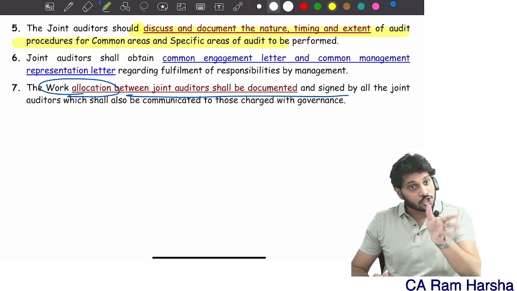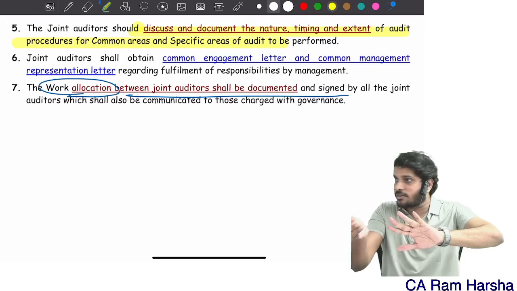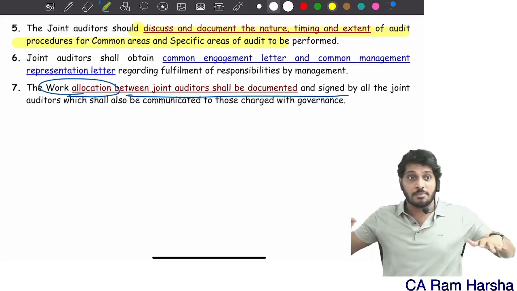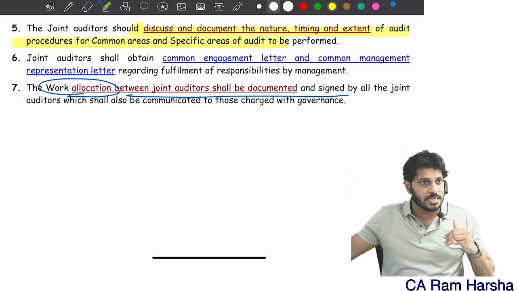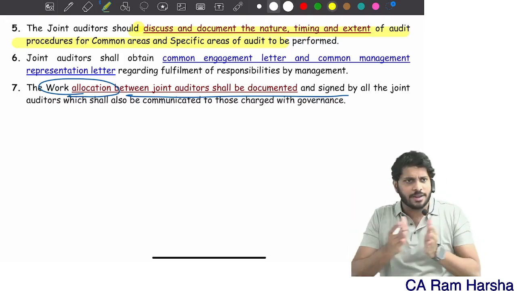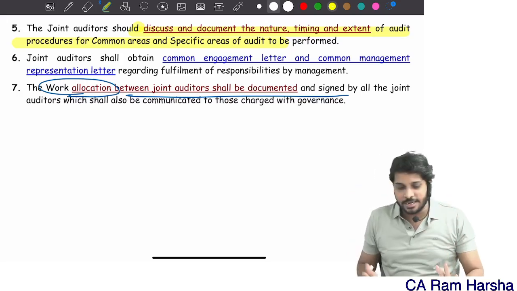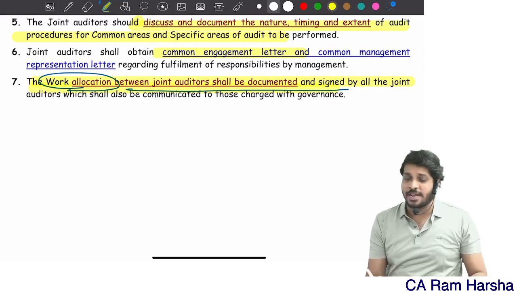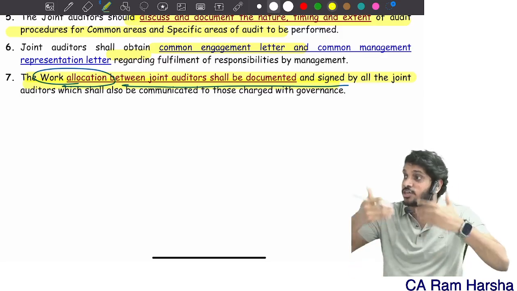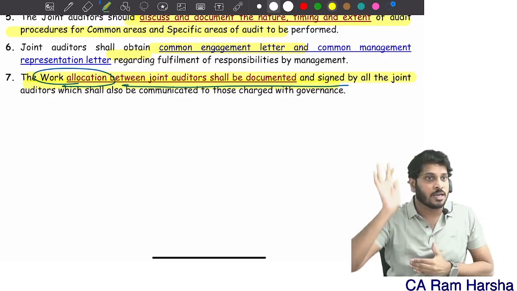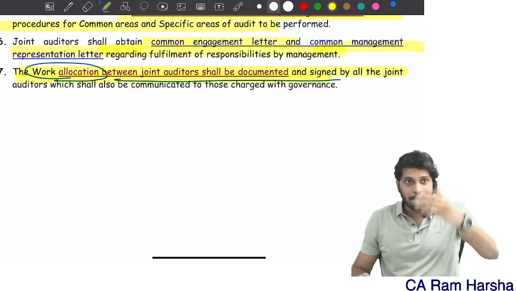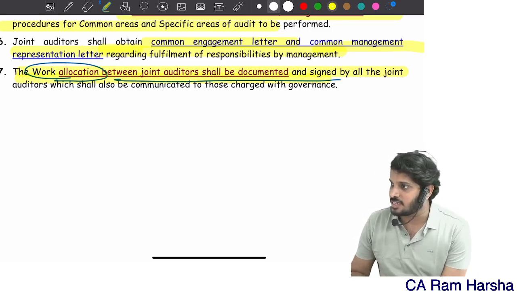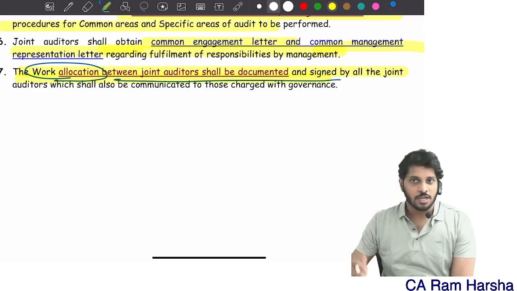All the joint auditors should document whatever procedures performed, whatever evidence gathered for individual areas and combined areas. If it is a combined area, all of them have to document. The soft copy, all of them have to maintain. Hard copies may be multiple; however many joint auditors there are, that many copies will be taken. Getting it? Work allocation should be documented. They should obtain a common engagement letter. Actually, they say obtain, but it's not obtain, we should give. The engagement letter is something the auditor will give to the company, and they should obtain a common representation letter, MRL, from the management. Under 580, we will discuss what a representation letter is, all that. Clear? Joint audit is over.